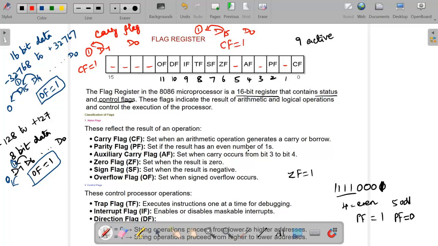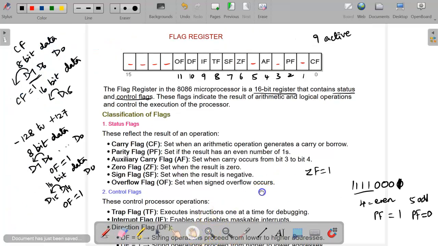Similarly, if it is addition, I will have the carry from the MSB. If it is subtraction, it may be a borrow, into the D7th bit or into the D15th bit. In both cases, the carry flag is equal to 1. Let us see these status flags using an example so that you can easily understand.